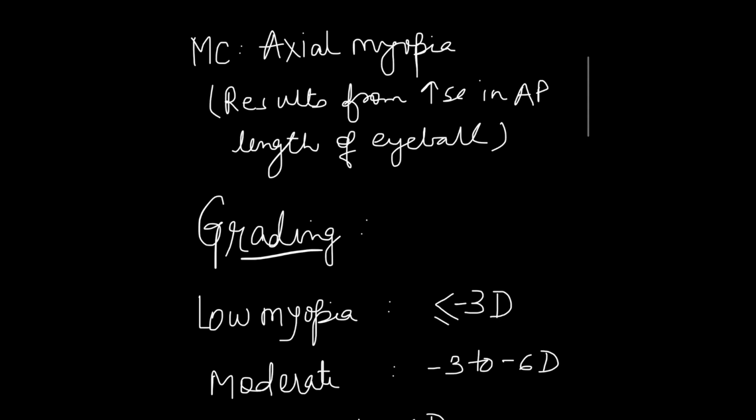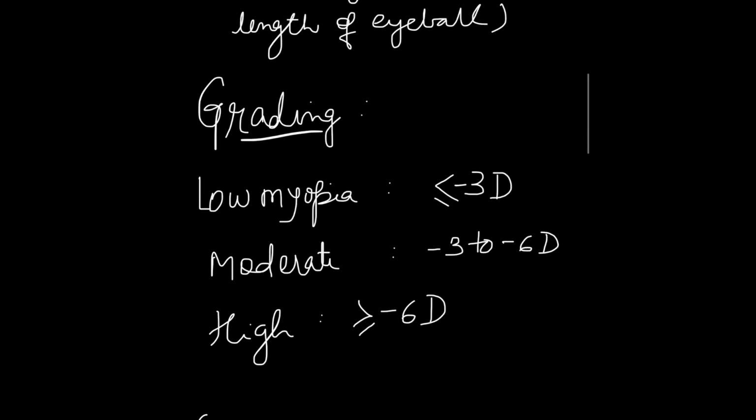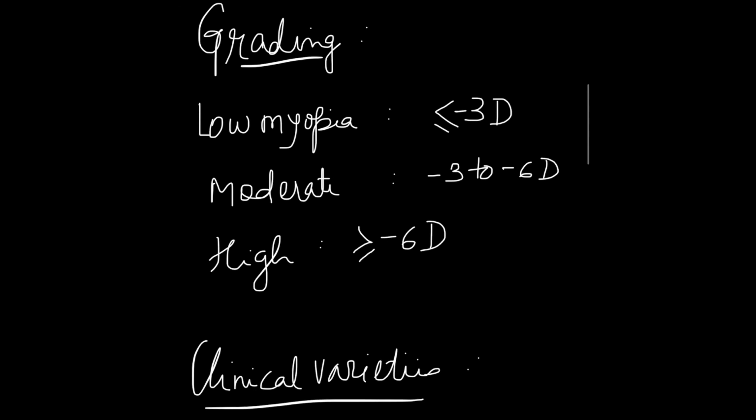Now coming to the grading of myopia: firstly, low myopia, which has a power of less than or equal to -3 diopters; moderate, -3 to -6 diopters; and high or very high myopia, which is more than or equal to -6 diopters.